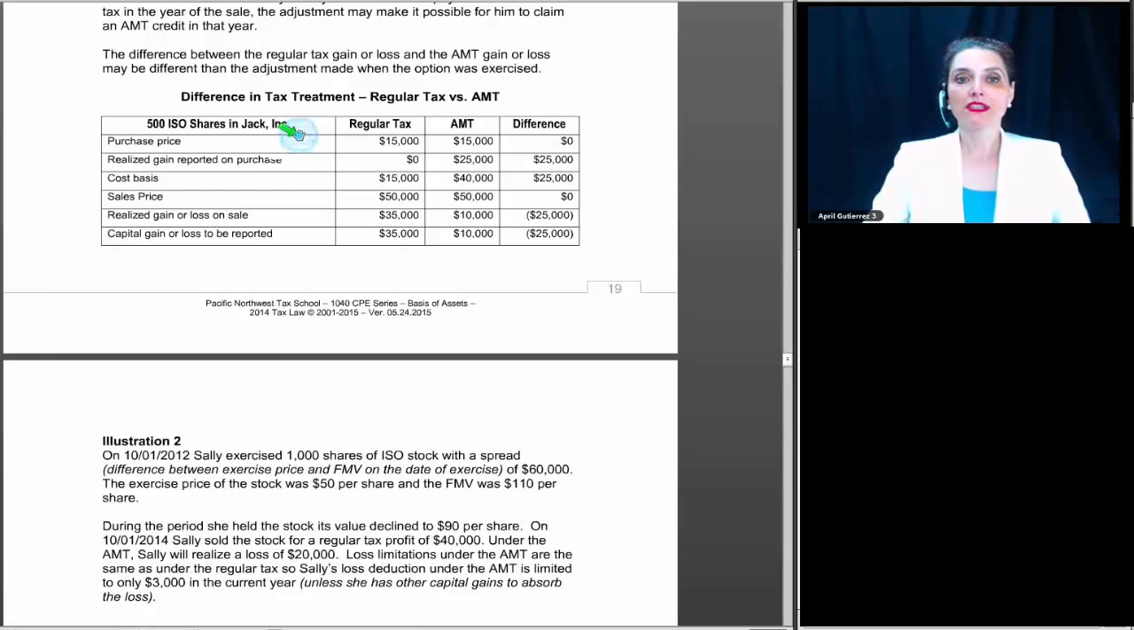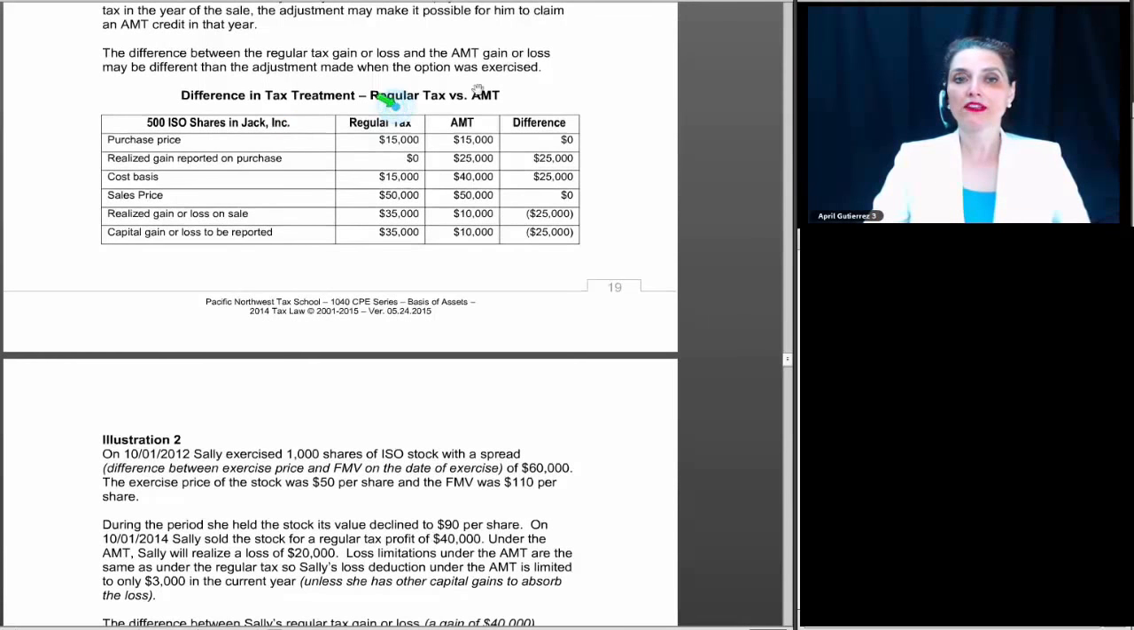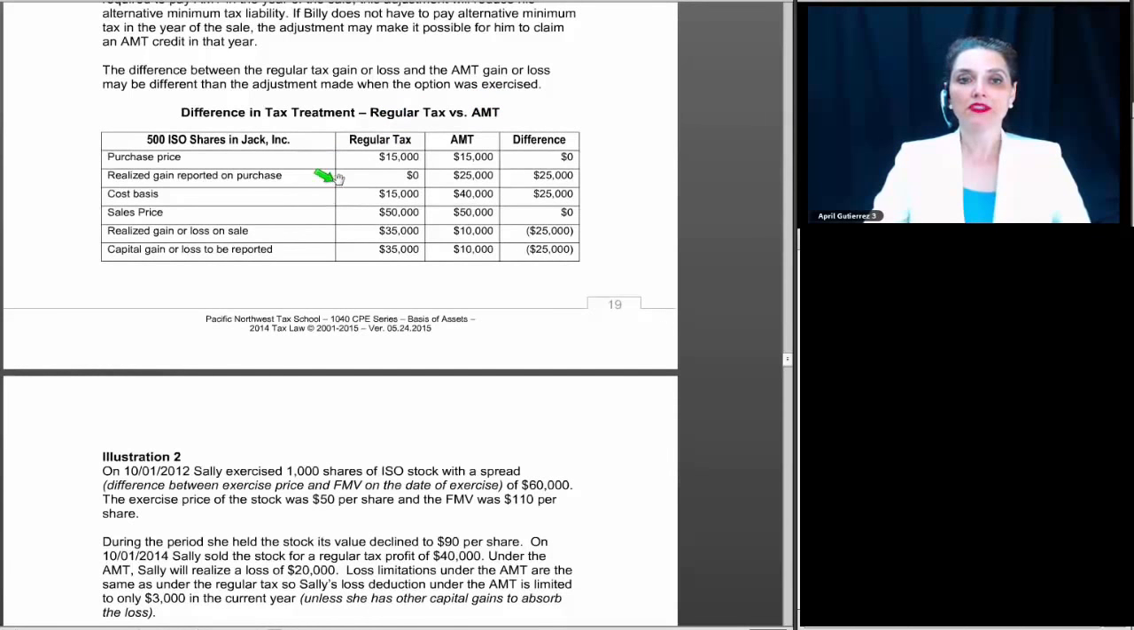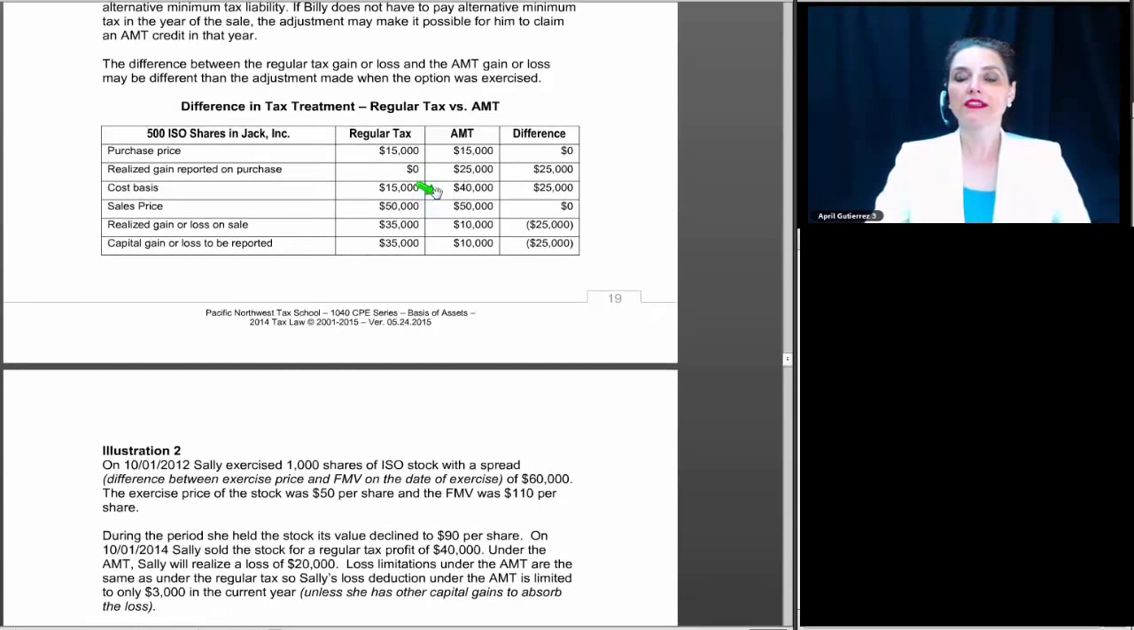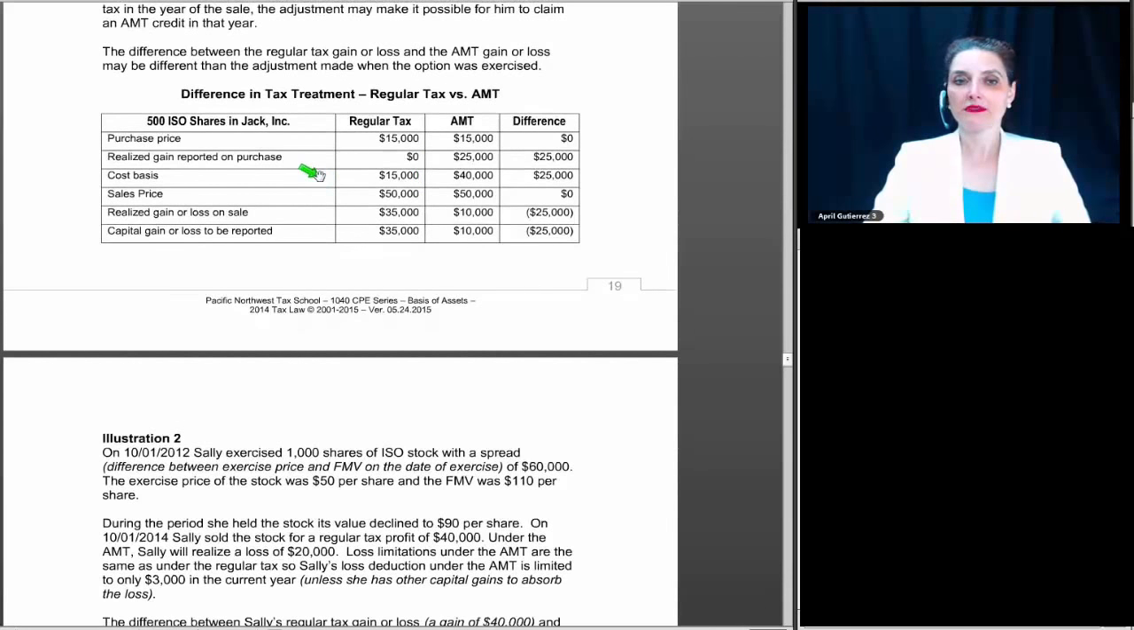We have a purchase price of $15,000 under both the regular tax and the alternative minimum tax, but the fair market value of the stock caused him to have to include $25,000 in his income when he exercised his options and bought those shares. So once he added $25,000 to his income under the alternative minimum tax, that increased his basis under the AMT to $40,000, leaving his basis under the regular tax still at $15,000.